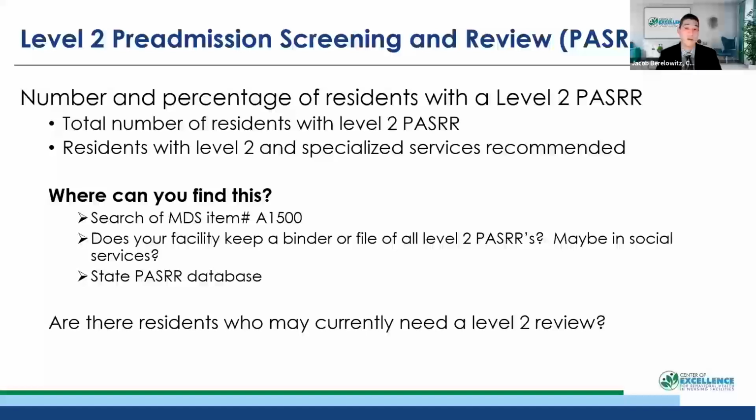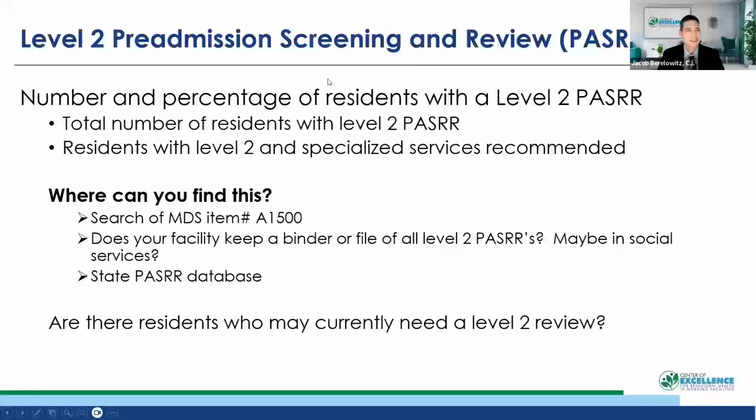And I can tell you, I've done that before, as a director of social work, taking a look and comparing and saying, wait, I think we've missed a couple of these residents, and catching it and submitting it, and catching that information in advance.